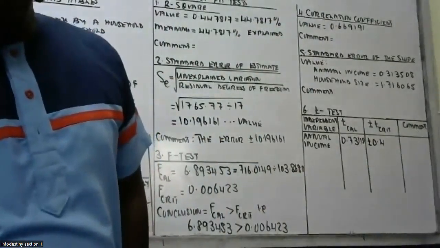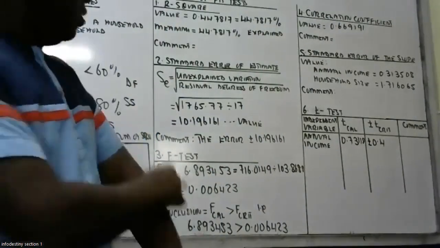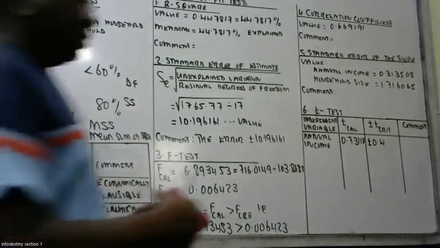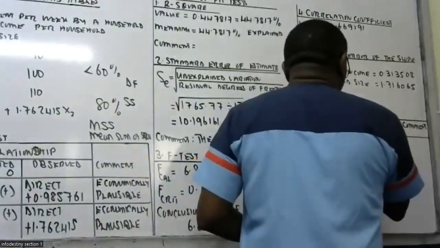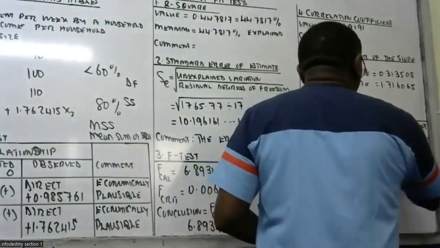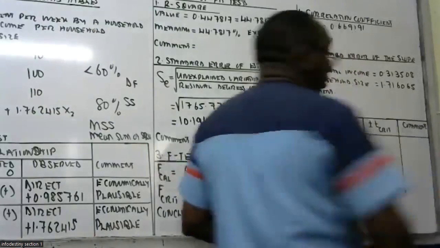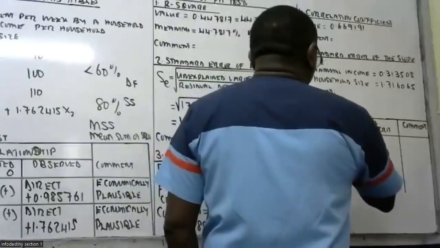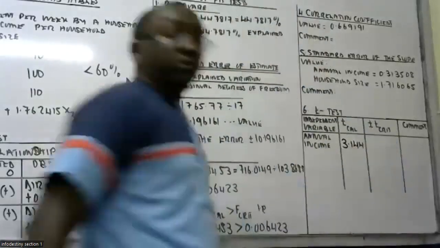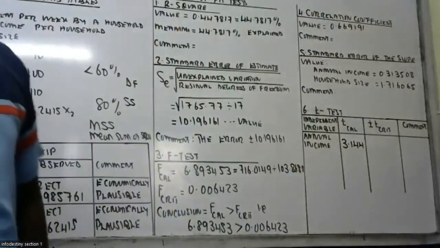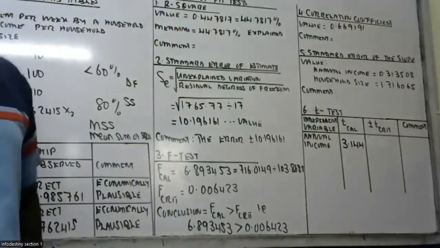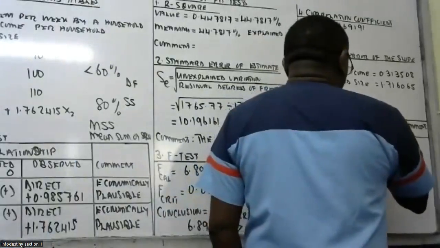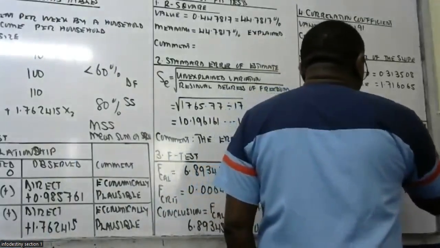Sorry, I've copied wrongly. That 0.73 is for the intercept, and I'm looking for the annual income. Sorry for that. We are supposed to pick the second one. So the second one is 3.144. If you have space, you can write the full of it, but I am constrained. The p-value is plus or minus 0.0059.